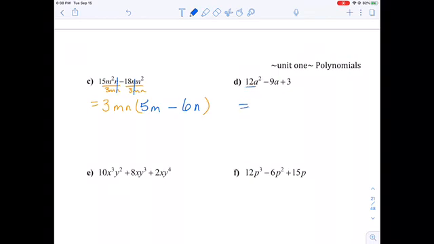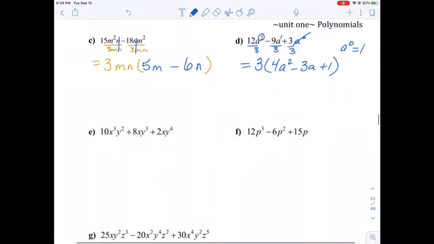Let's try the next one here, 12, 9, and 3. I can take a 3 out of all of those. I can't take an a out, even though there's an a squared here and an a to the power of 1. There's no a here. This is a to the power of 0, really, right? A to the power of 0 is equal to 1. So I can't take out a common a. There's none of them here, so we just don't even write that. But I can take out this 3. I'll divide everything by 3, and we're going to get, sorry, not 12, 4. 12 divided by 3 is 4. 4a squared minus 3a plus 1.